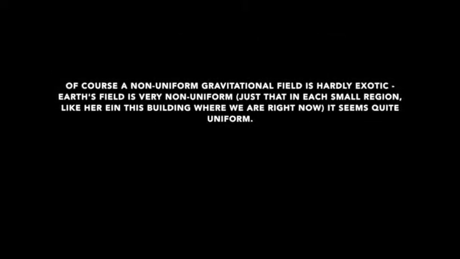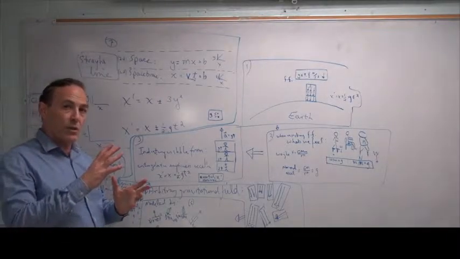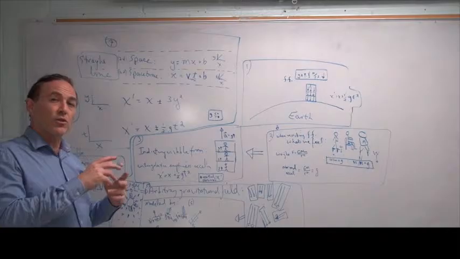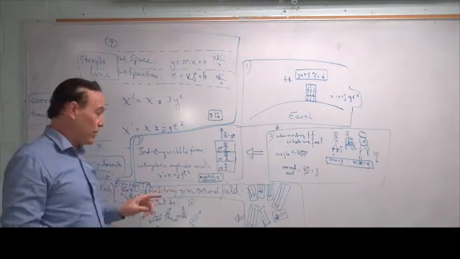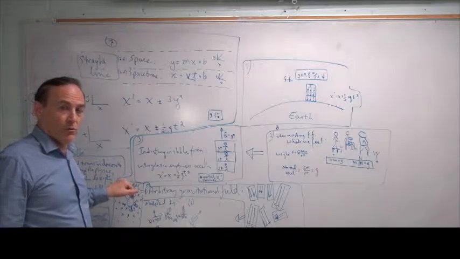So you're going to have regions. This is our building over here. This is a building in some other country on the planet. This is a building on the other side of the planet. Everywhere there's going to be some region where it's going to be a uniform gravitational field, just that it'll be pointing in a different direction than our uniform gravitational field.